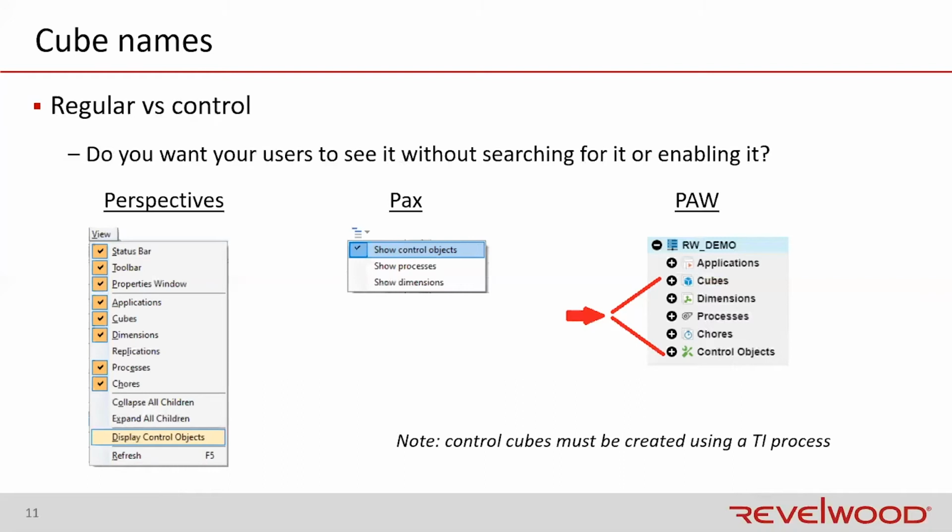PAW will have two separate sections in it. When you're in Perspectives, if I turn on my control objects and I'm looking at my cubes, I'm going to get one giant list of cubes. I'm going to have all my squiggle cubes, my control cubes, and then all what I'm going to call the regular cubes, all together, just alphabetically sorted. PAW makes it even more exaggerated, where there's going to be a section for your regular objects, your cubes, your dimensions, etc., and a separate section where it's going to store your control objects. This offers some ease of use for your end users. So if you don't want them to see something, it absolutely separates into a different section.